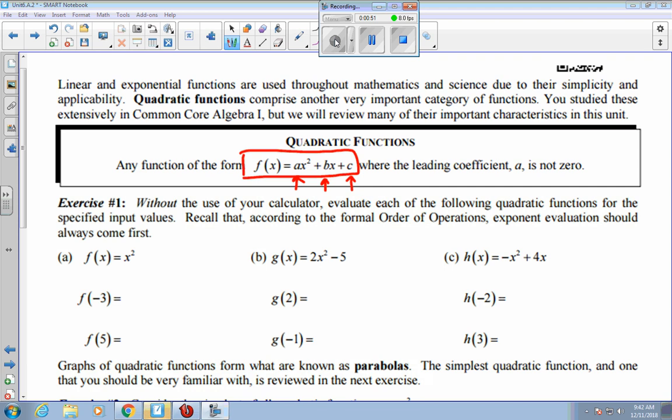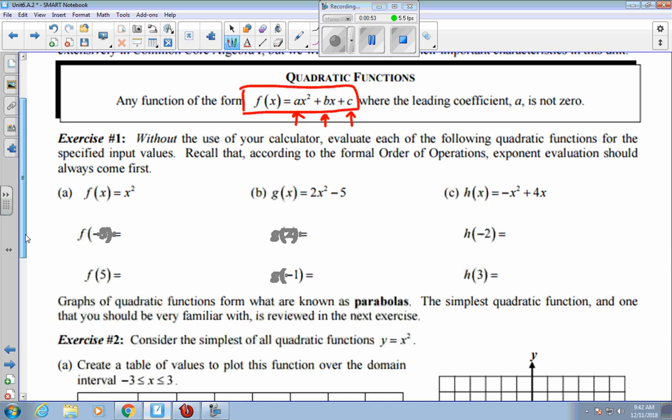The first part, the substitution, where it says without using your calculator, you can always use your calculator. Substituting in the values. You have got to make sure you can substitute these values in correctly. So a, where it has f of x equals x squared, f of negative 3, f of 5. You can see that the negative 3 is in the place of the x. So wherever an x is, that's where you will plug in negative 3. Now I do not want you simply plugging in negative 3 squared. If you do not put it in parentheses, it will give you an incorrect output value.